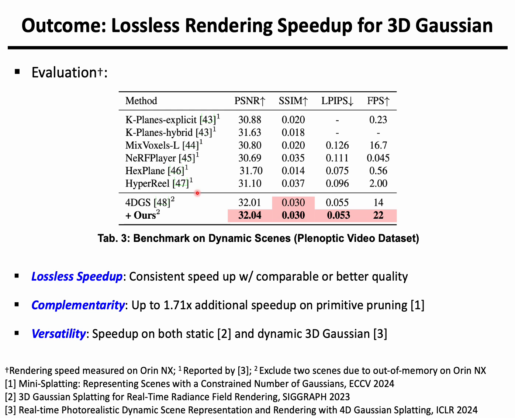Furthermore, our method is also applicable to dynamic 3D Gaussian splatting. For example, 4D-GS is a representative work for reconstructing dynamic scenes with dynamic 3D Gaussian splatting. And once we apply our method on top of it, we can improve the rendering speed on the Panoptic video dataset from 14 to 22 FPS, and provide better rendering fidelity at the same time.